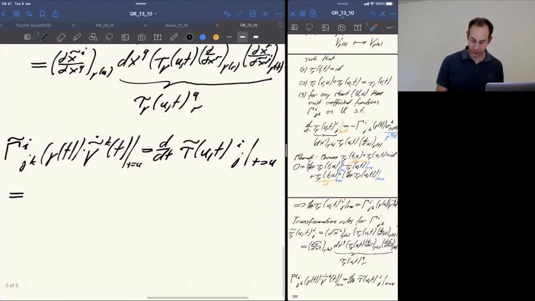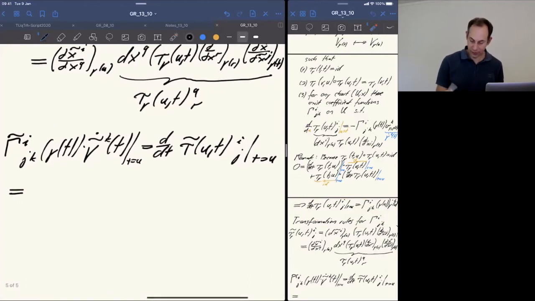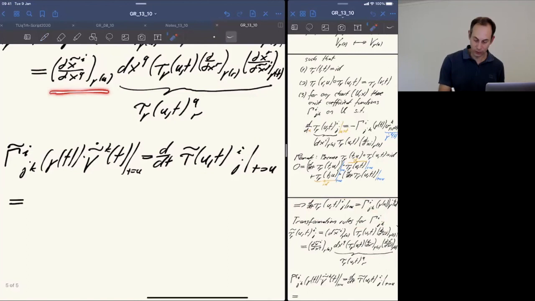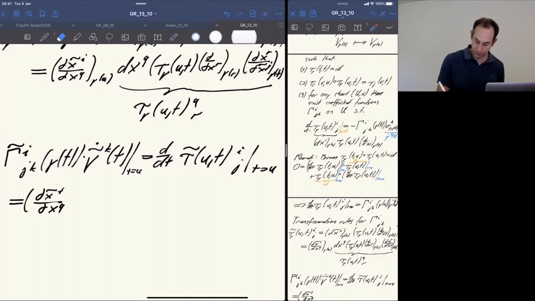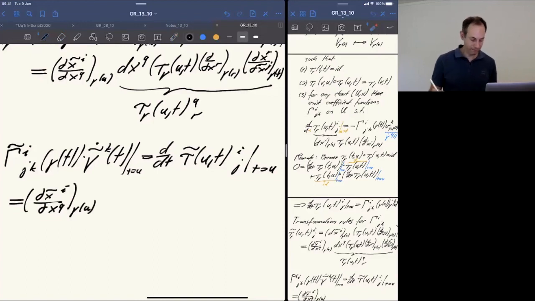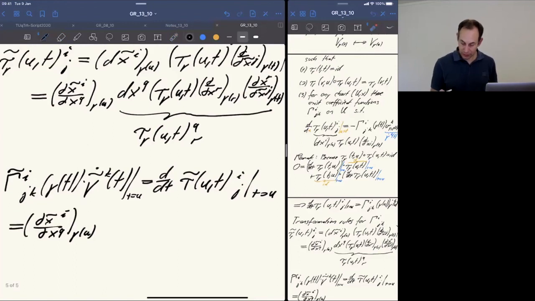Okay, so let's do that. So the first thing is something that doesn't depend on t at all. That's this thing here. So let's just copy it. Here I have dx tilde I dxq at gamma u. And then we have... I'm sorry, can I interrupt?